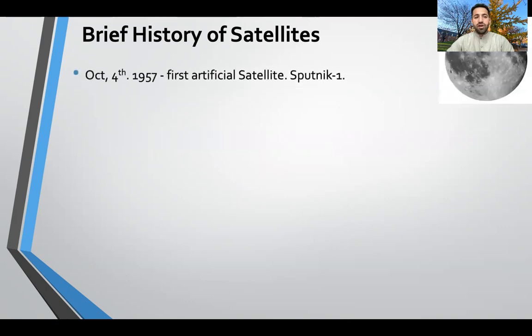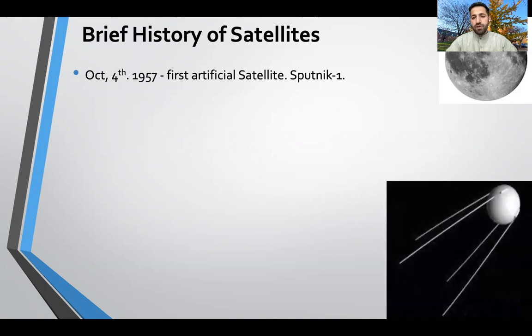So it all began on October 4th, 1957, when Russians launched their first satellite into the orbit, and they named it Sputnik 1. Sputnik 1 was very small in size, around this much, and it stayed operational for a very brief period of time, for around 20 days. This is the picture of Sputnik 1.